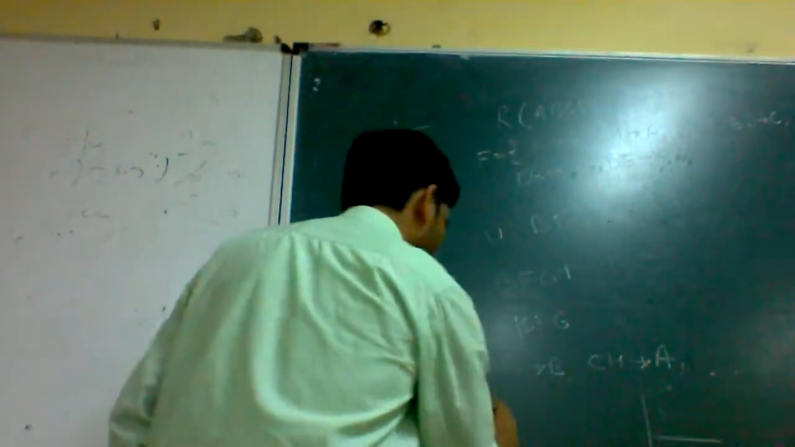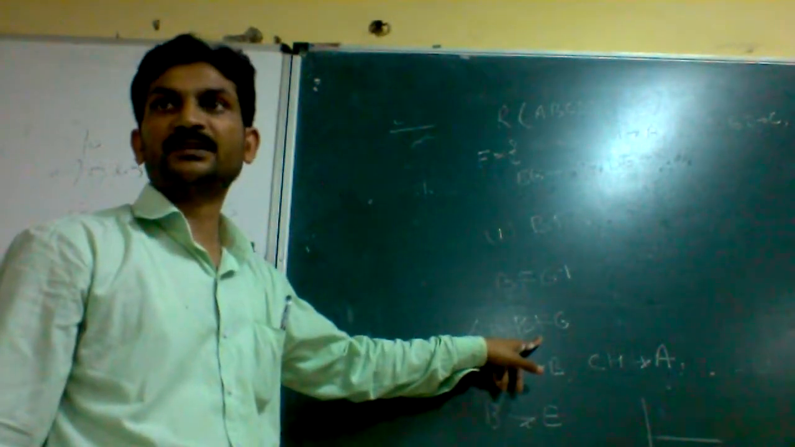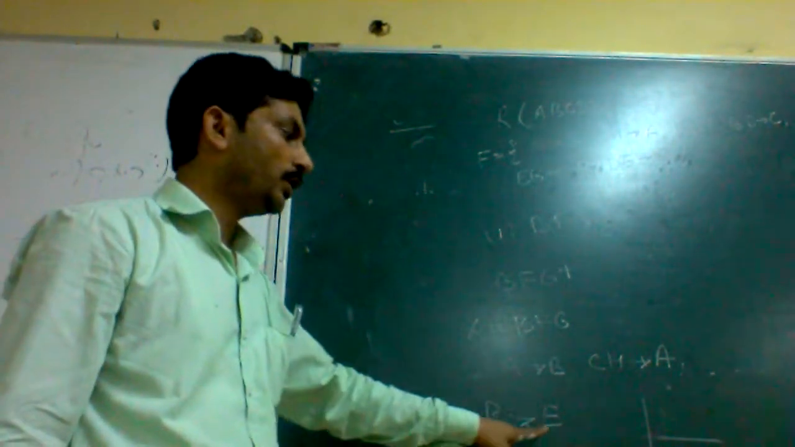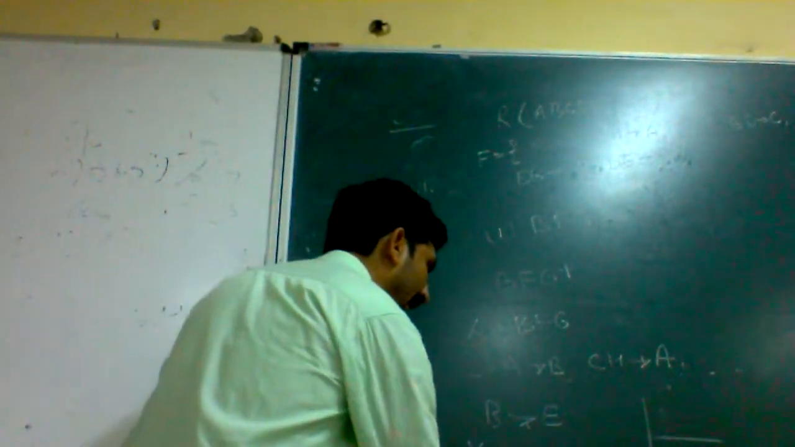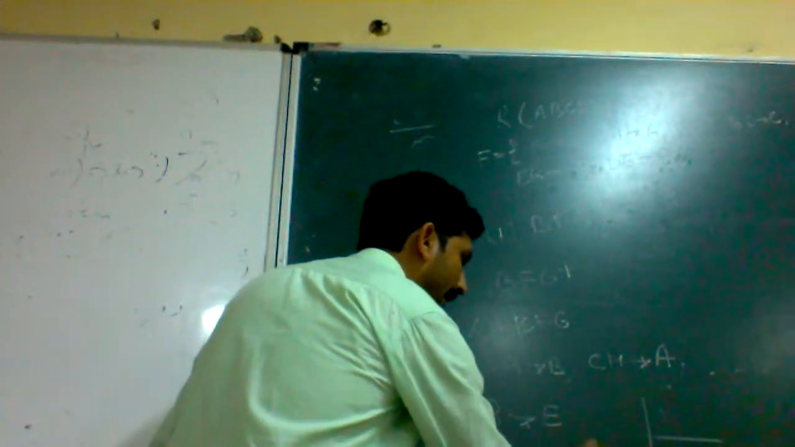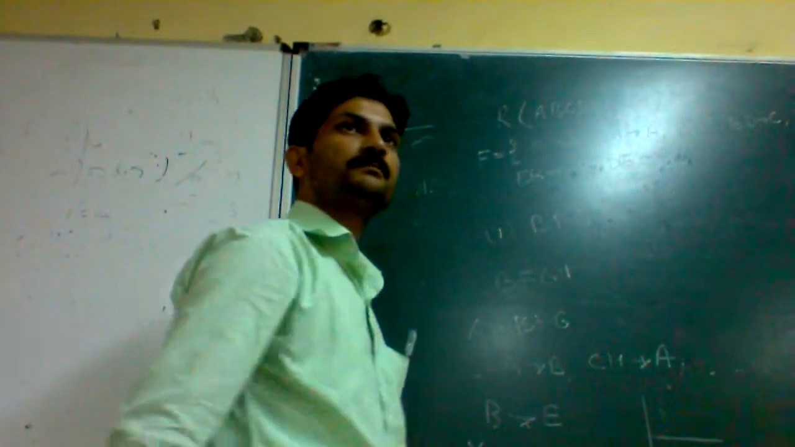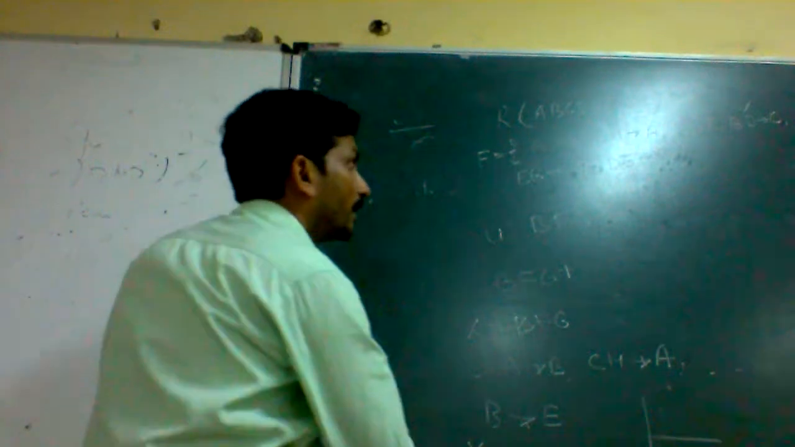So B tends to E, and B is a subset of this one, BF. So E will be added to X. Then X is equal to B, E, F, G. Okay. So check for the next functional dependency.